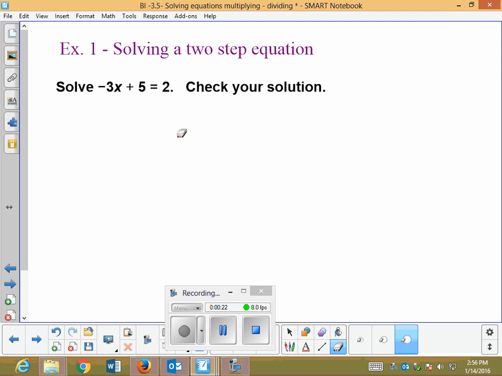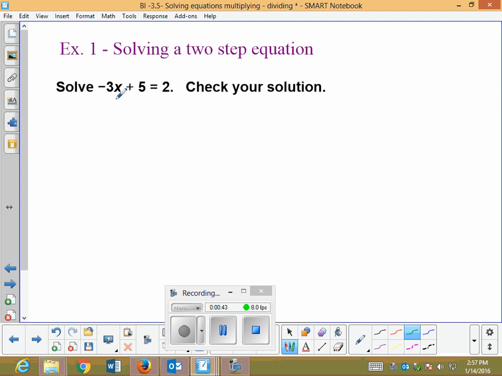So as you recall, in our previous lessons, we were solving one-step equations by adding, subtracting, multiplying, dividing. So now we're going to go ahead and do both adding, subtracting, multiplying, and dividing. So you want to ask yourself the same questions. What is it that you're trying to solve for? So we're trying to solve for x. How do you solve for x? You need to get it by itself by isolating the variable.